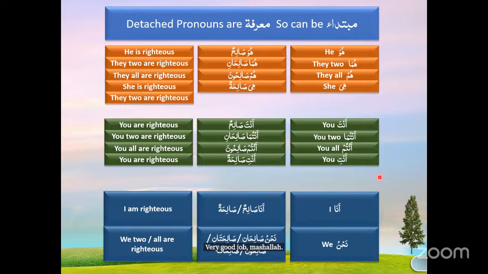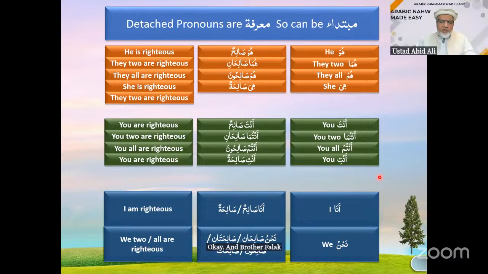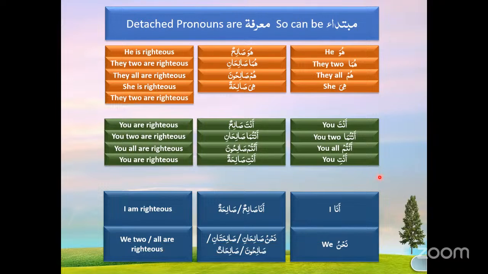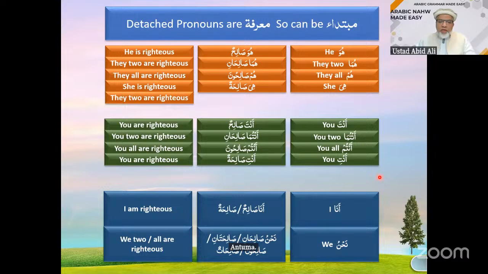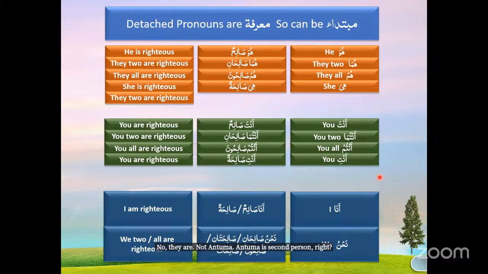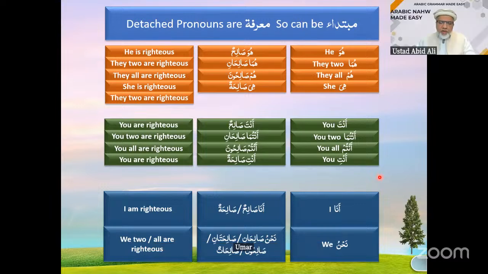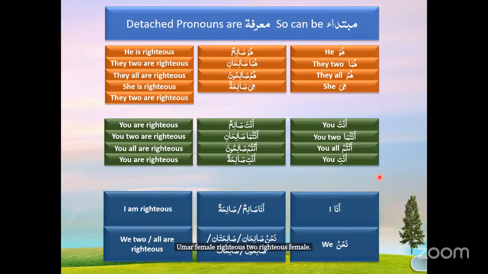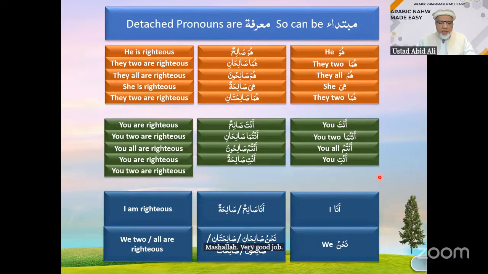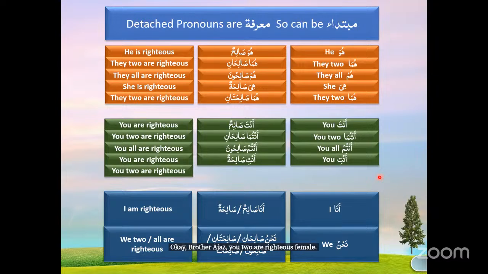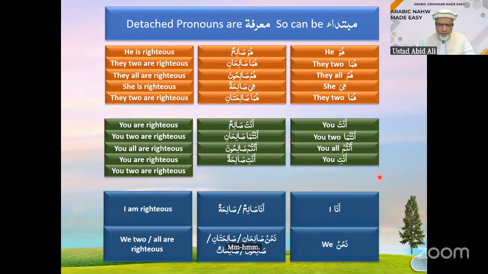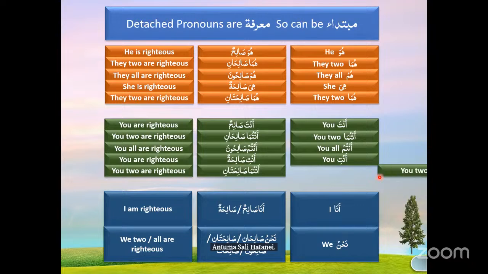Okay, Brother Falak, they too are righteous, female? Antuma. No, they are, not Antuma. Antuma is second person. Sorry, they are Huma. Huma Salihatani, two righteous females. MashaAllah. Very good job. Okay, Brother Ijaz, you two are righteous, female. Antuma Salihatani. MashaAllah. Very good job.